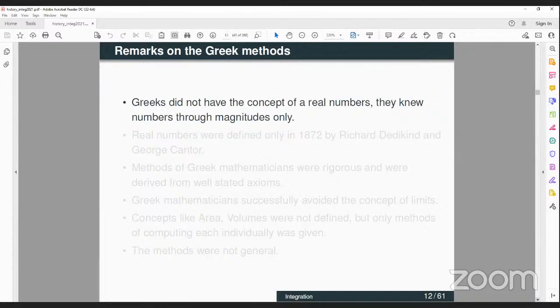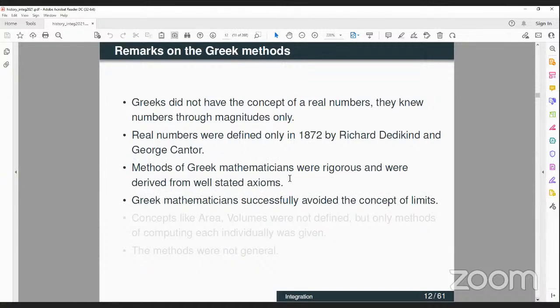So let us just sum it up. The Greek mathematicians did not have the concept of real numbers. They knew numbers only through magnitudes. Very important. Real numbers were defined only later, around 1872, by Richard Dedekind and Georg Cantor independently, and they constructed real numbers using the field of rational numbers. The methods of the Greek mathematicians were very rigorous. They knew what they were assuming and what they were proving.